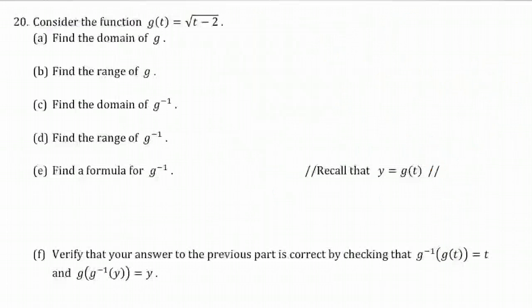Okay, moving to the last question from the 2.7 example handout. We've got this function g defined by g of t equals the square root of t minus 2. In this case, we are going to answer similar questions to what we just did. We want to find the domain of g. This time we're not given it, so we have to explicitly say what it is.